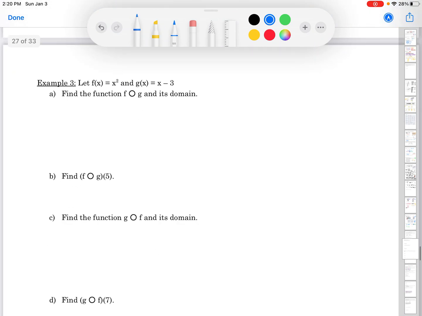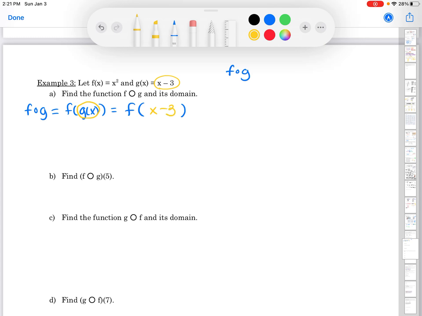Okay, so let's try this. Again, I don't know why that circle ended up so big. It's just something Google Docs did for me. It should look a little more like f circle g, but it means the same thing. So we want to find the function f composed with g, or f of g of x, and its domain. What we're going to do is replace this g of x with what it is equal to, x minus 3. So really we have f of x minus 3.